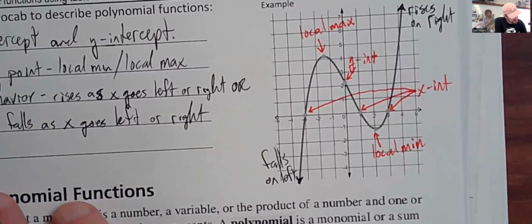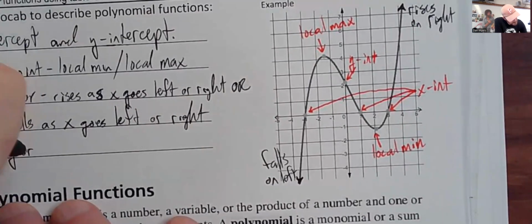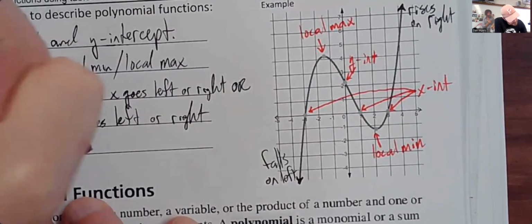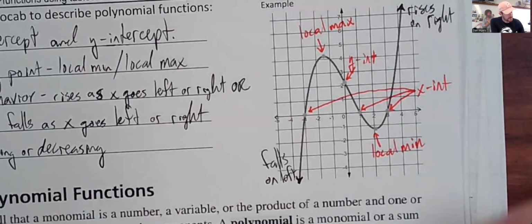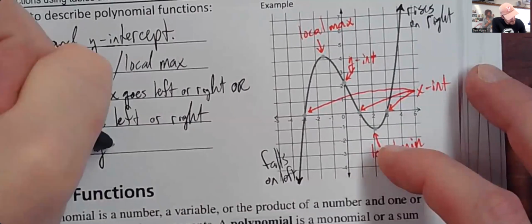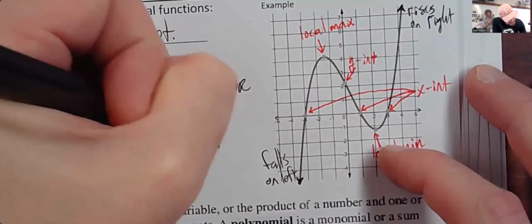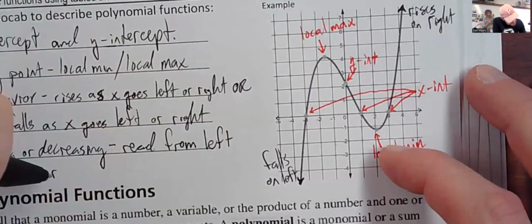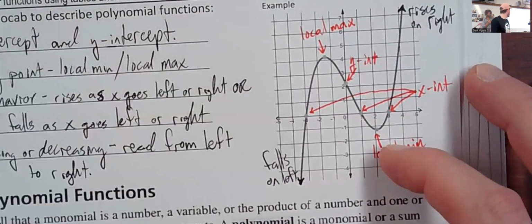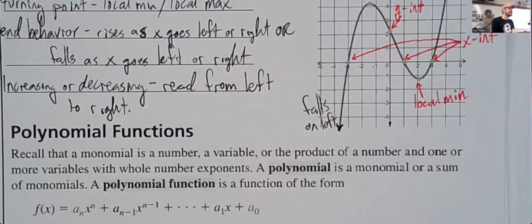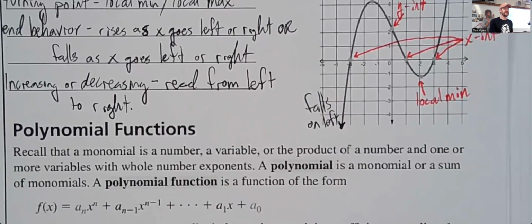All right, now the last thing we're going to write in here is increasing or decreasing. Read from left to right. So there's certain parts of the graph that will be increasing and decreasing, and the way that you would decide if it's increasing or decreasing is opposite. This is not the same as end behavior. This is as you read the graph from left to right.